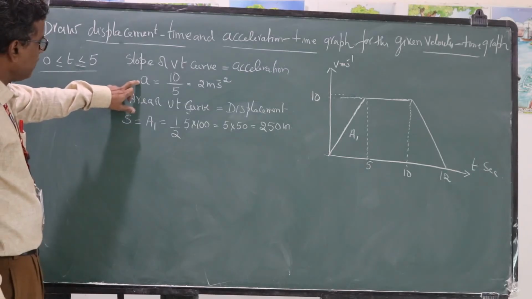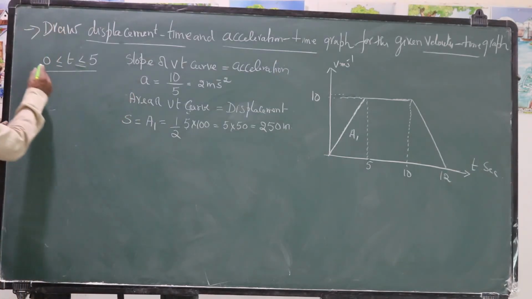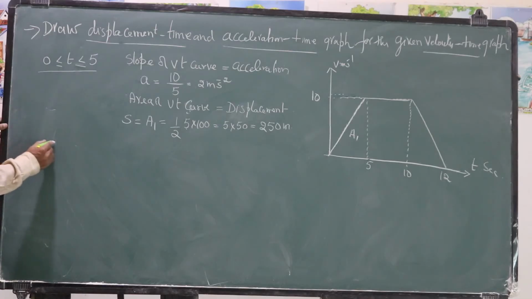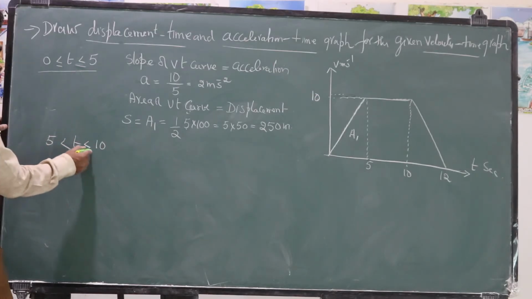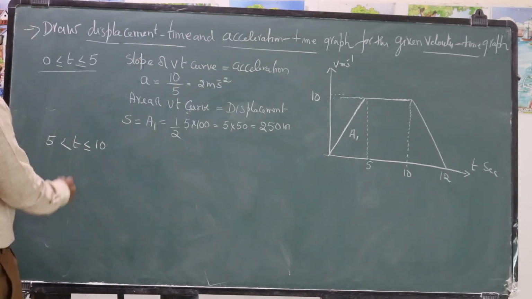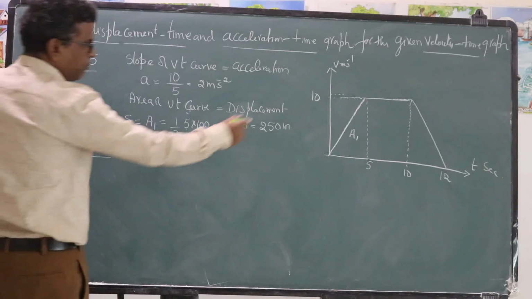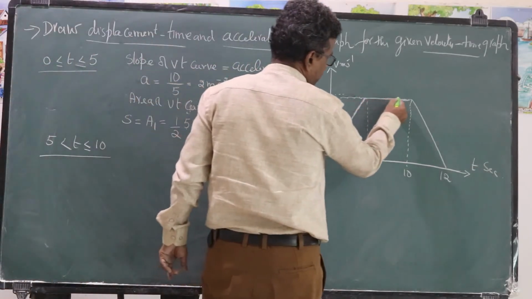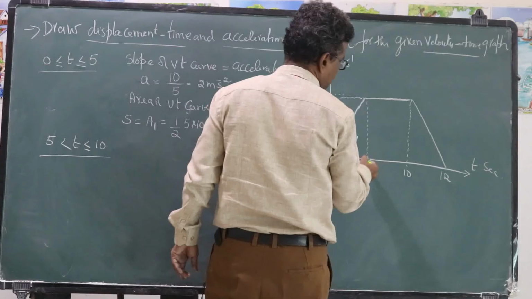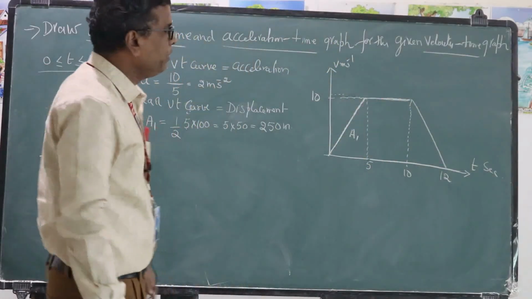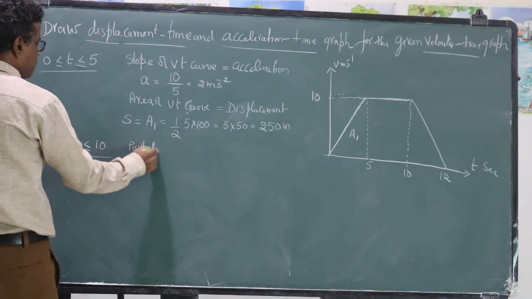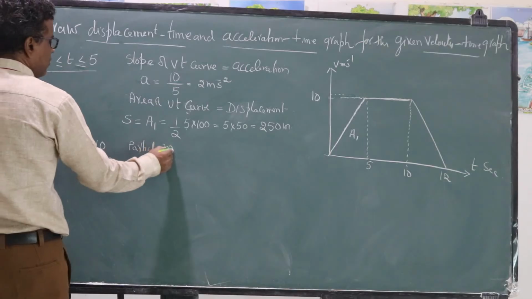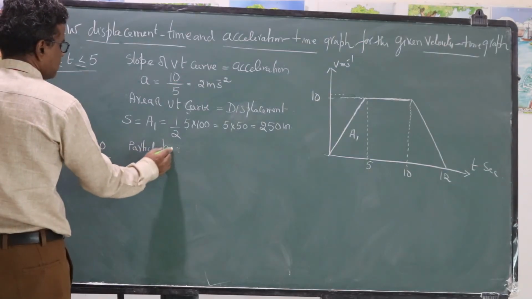Next. So we got S, we got A, because we want AST graphs. The next one is during 5 to 10 seconds. So when t is greater than 5 and less than 10 seconds, the shape of the curve during this interval is parallel to the x-axis. What does it mean? The body moves with uniform speed. So the particle during this interval has uniform motion.